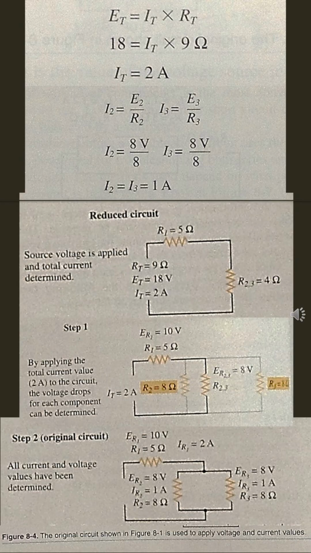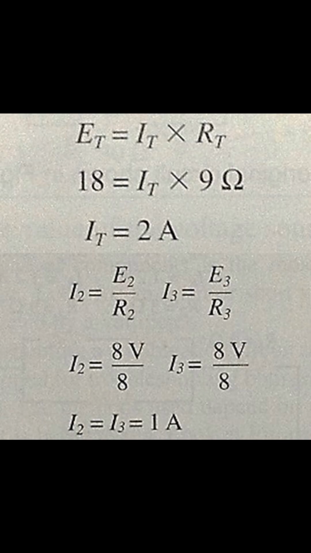Using Ohm's law, the total resistance value previously calculated at 9 ohms, ET equals IT times RT, which in this case is 18 volts equals total current times 9 ohms. So IT in this case is 2 amps. The total current value of the circuit is 2 amperes.